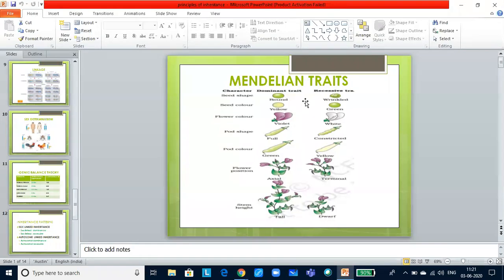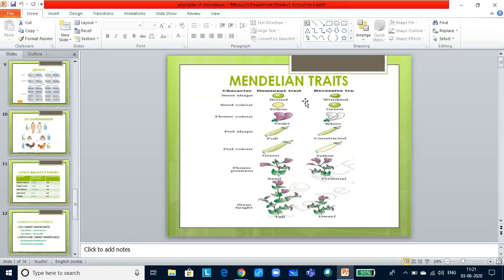Mendel did not know about chromosomes or DNA, and he did not know anything about genes. By observing the number and types of phenotypes in the offspring, Mendel developed the rules of inheritance, which are known as Mendel's laws. Mendel used the garden pea for his experiments because of its well-defined characters.